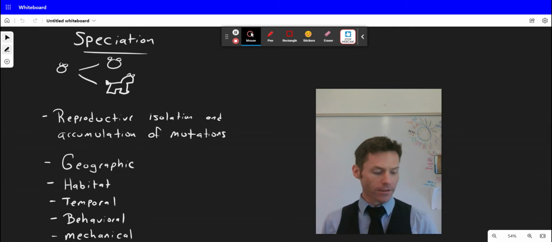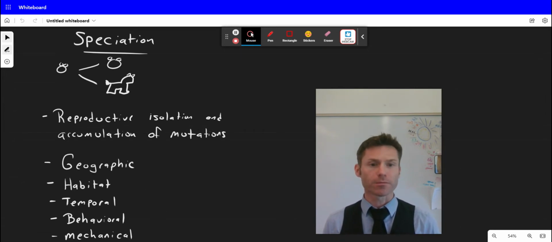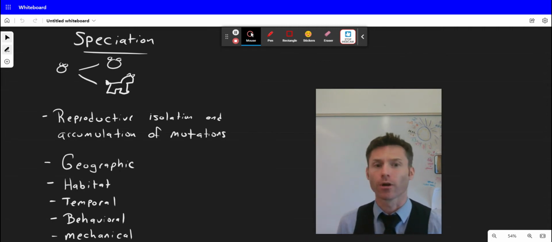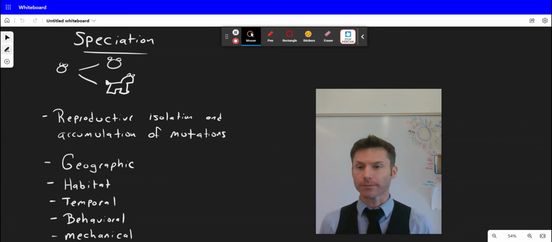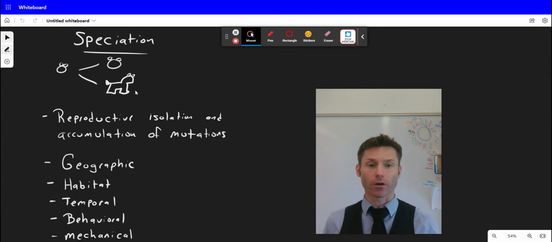Cool. That definition doesn't work for all organisms. Asexual organisms, for instance, obviously that doesn't work. Right? But for the most part, it is the cleanest definition of species to work with. So that's what we're going with, working in that context for this conversation. Cool. All right. So in order to create new species, two things are required.